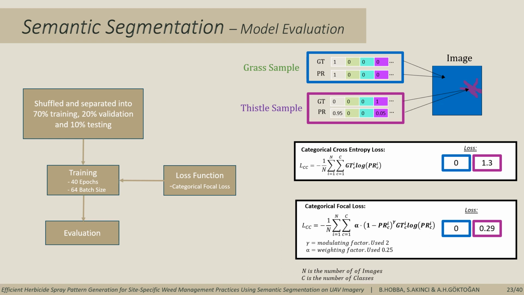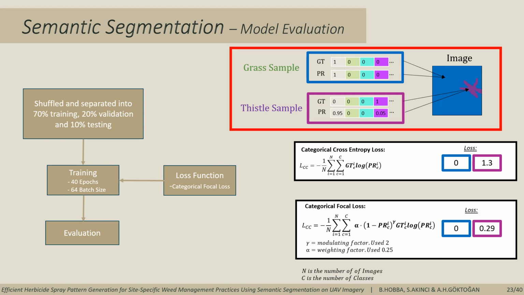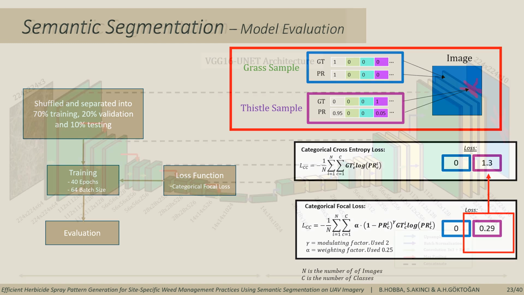40 epochs and a batch size of 64 is used for each model's training. Loss functions are explored to offset the extremely imbalanced data by prioritizing the less dominating weights. The most suitable loss function for the data was categorical focal loss. In the image, using loss functions on the ground truth and prediction data of a grass and a thistle sample demonstrates categorical focal loss's effectiveness at reducing loss on imbalanced classes.